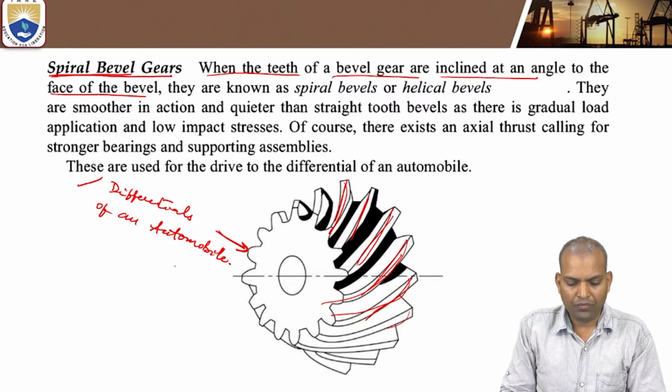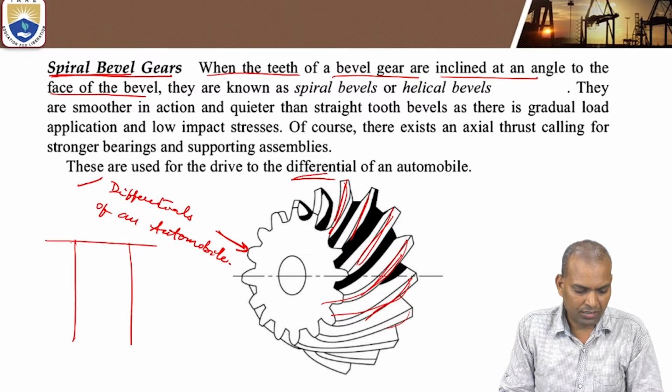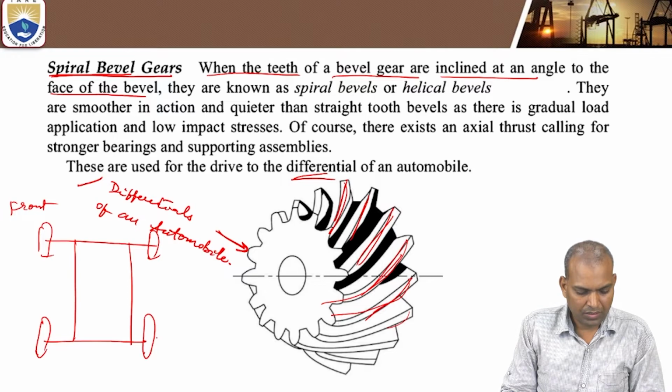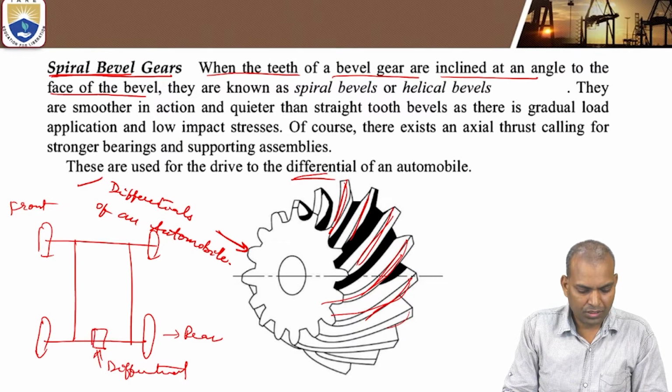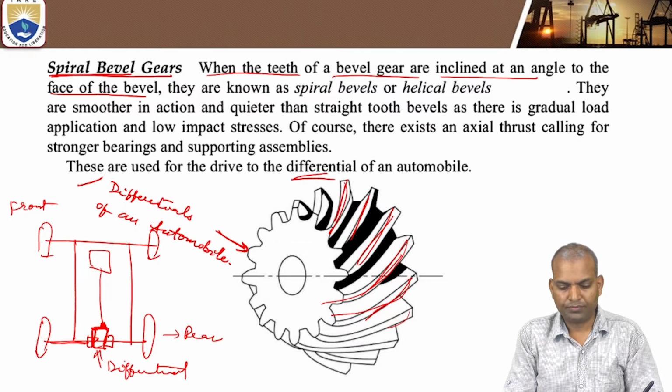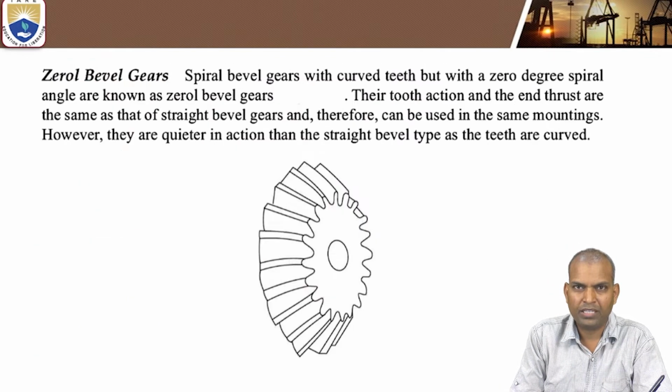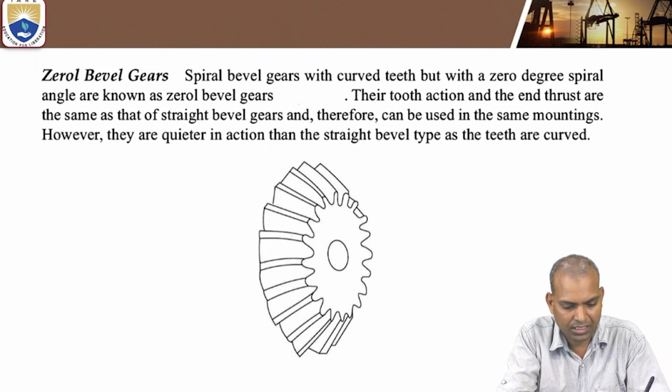Now, where is the differential in the case of an automobile with four wheels? If you consider, these are the front wheels and these are the rear wheels. So here it will be the differential. This is the position where the differential is, and here the engine shaft is connected to the differential, and here it transmits motion on. So spiral bevel gears are used for differentials.